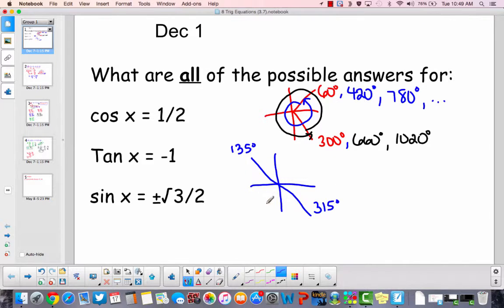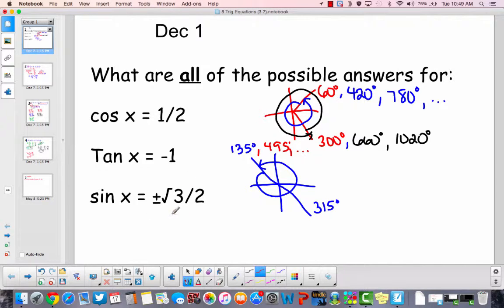But we can also go around the circle another time. So I can go from here and add 360 to 135. So 360 plus 135 would be 495 degrees. And I can keep going. And so when we're asking for all the possibilities, we need to think about that.